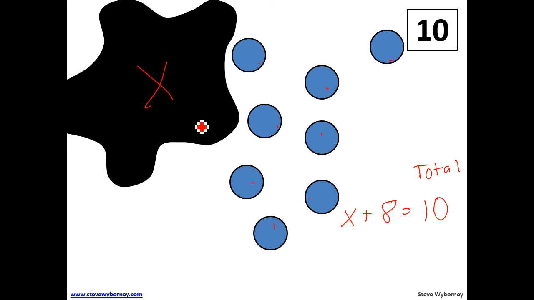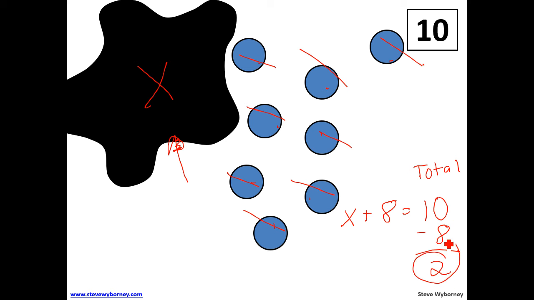Okay, well, how do I figure out how many are underneath the splat? Well, we know there's 10 in total. If we take away the ones we can see, so 10 minus 8, I'm going to be left with 2.